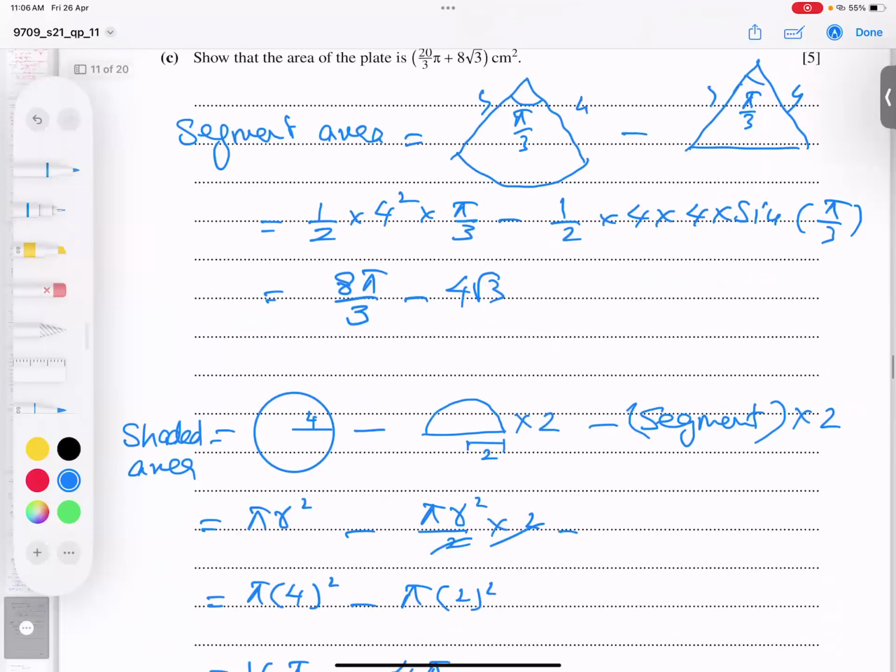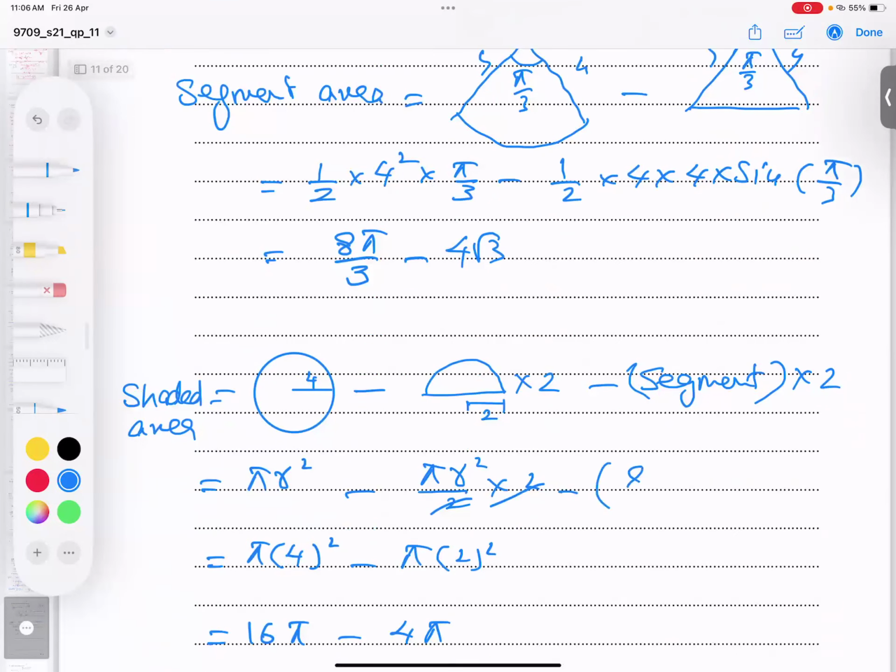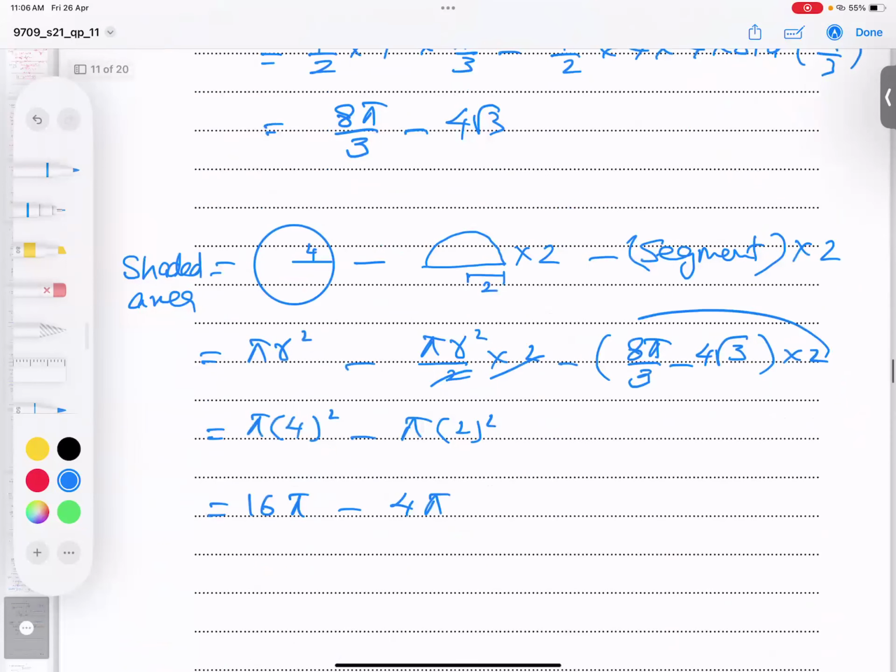Okay, so this is the segment area, and I'm putting it here. 8 pi by 3 minus 4 root 3 into 2. Now 2 multiply here, 8 to the 16. I got 16 pi by 3, and negative into negative is plus, so I got 8 root 3. Negative 16 pi by 3 plus 8 root 3.